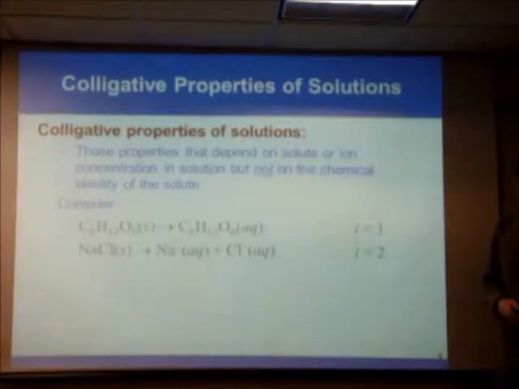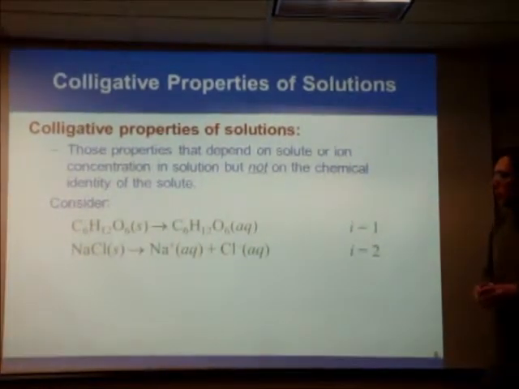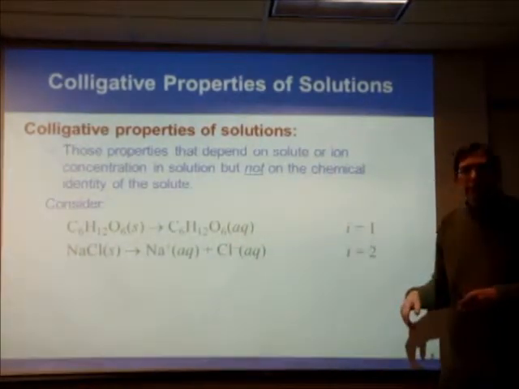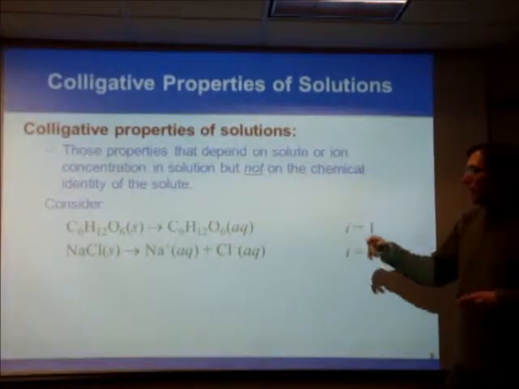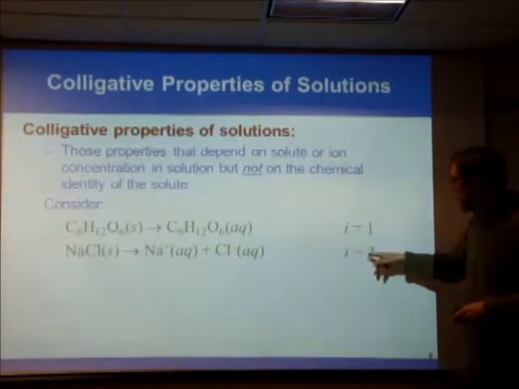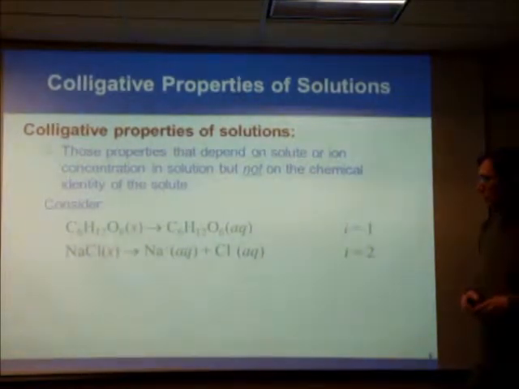If I take sodium chloride and I throw sodium chloride into water, when sodium chloride dissolves in water, I get sodium ions and chloride ions. For every sodium chloride, I get 1 sodium, 1 chloride, or 2 total particles. So i equals 2 to indicate the number of particles that I get.